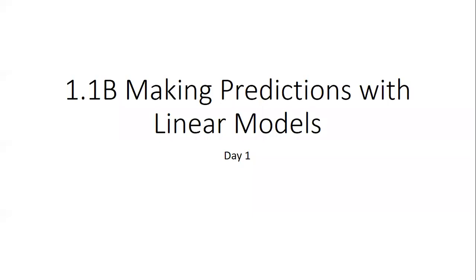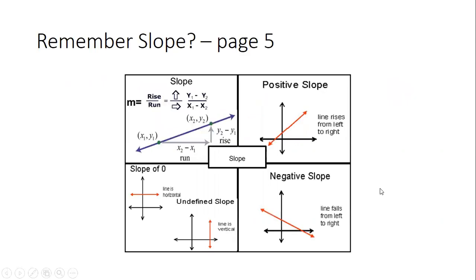All right, so we're on 1.1b, making predictions with linear models, day 1. Okay, so you should have gotten a little quarter sheet, and we need to talk about slope.